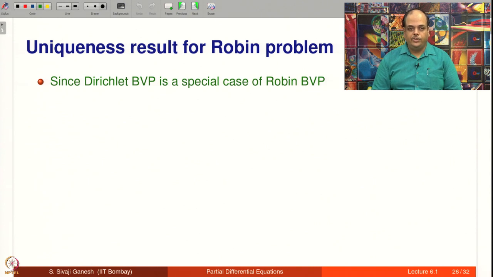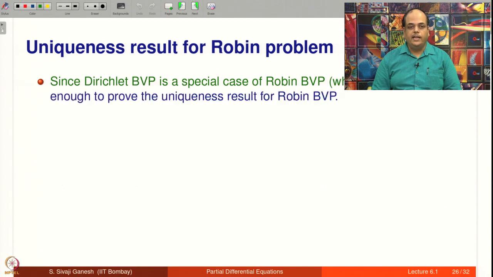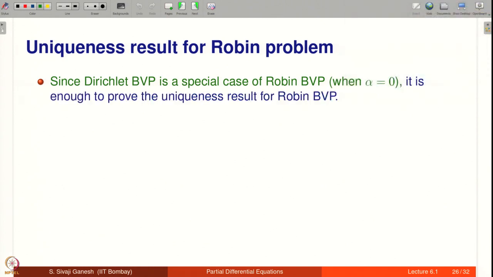As I have already mentioned, Dirichlet boundary value problem is a special case of Robin boundary value problem. It is enough to prove the uniqueness result for Robin boundary value problem. Please note, I am calling here uniqueness result. By this, what I mean is that this problem admits at most one solution.